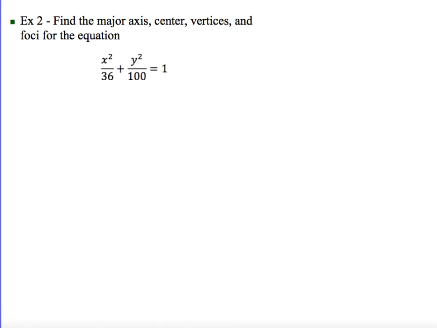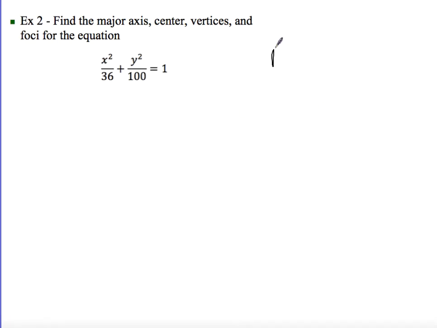Example number 2, now they're giving us the equation and they're asking us to find the major axis, the center, the vertices, and the foci. So just the reverse of what you did in example 1, where they gave you some information and you had to find the equation. Now they're giving us the equation and we have to find all of the stuff.